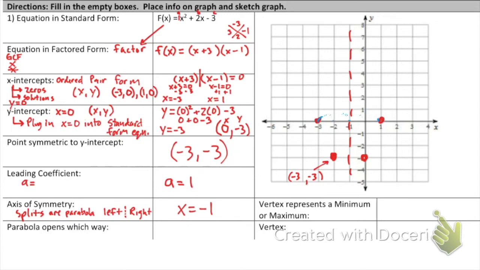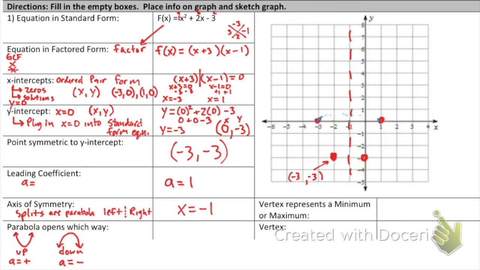Okay. All right, so let's go here. Parabola opens which way? So there's 2 options. This is called opening up. Okay, this is when your A value is positive. This opens down. This is a parabola that opens down. This is when our A value is negative.